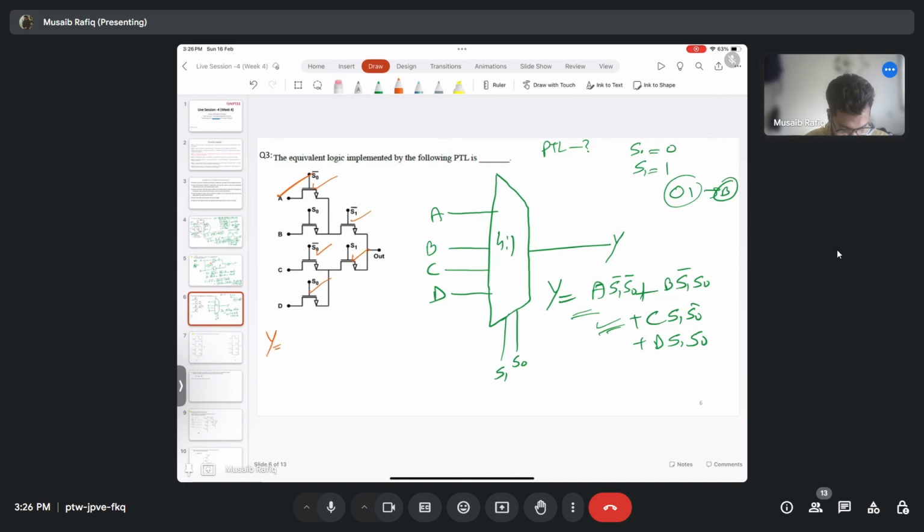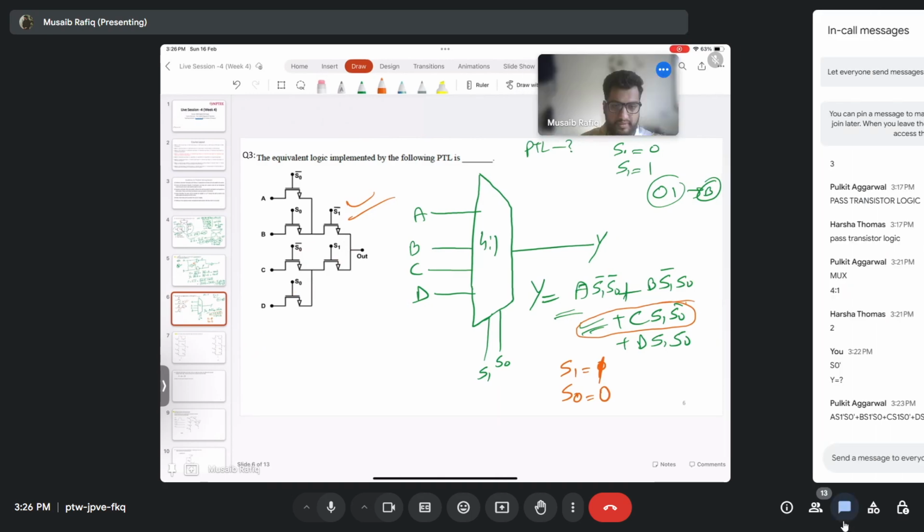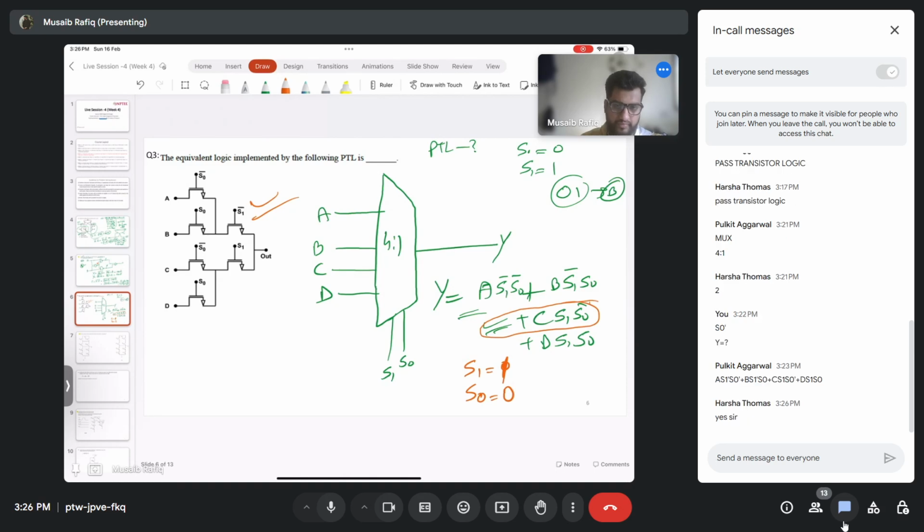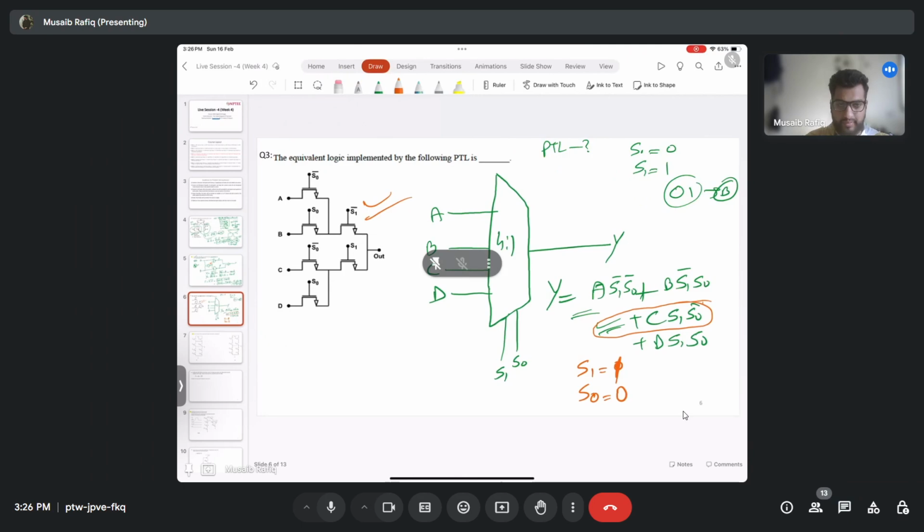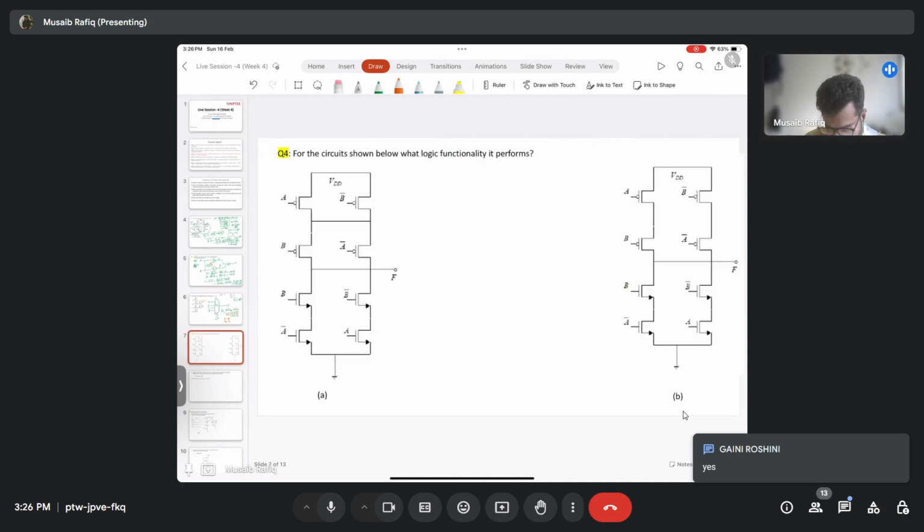Okay. So when S1 is 1 and S0 is 0, right? So that means this thing C. Yeah, that's what we did. Correct. So this is a 4:1 mux. Actually, I got confused between the variables, but it is correct. So it is a 4:1 mux. I hope you got the idea, right? Otherwise, it's completely right. Now we are coming to this question 4.